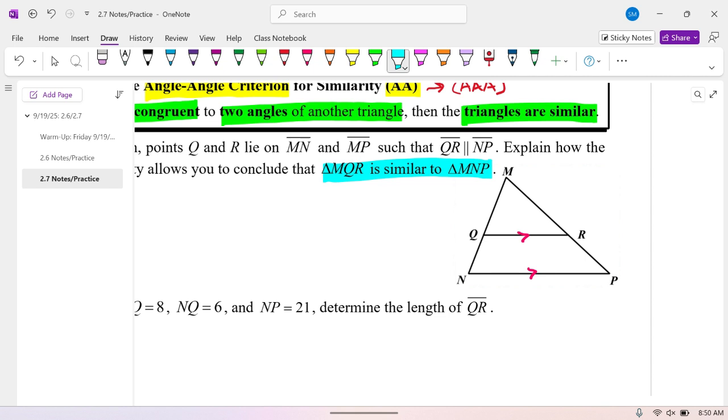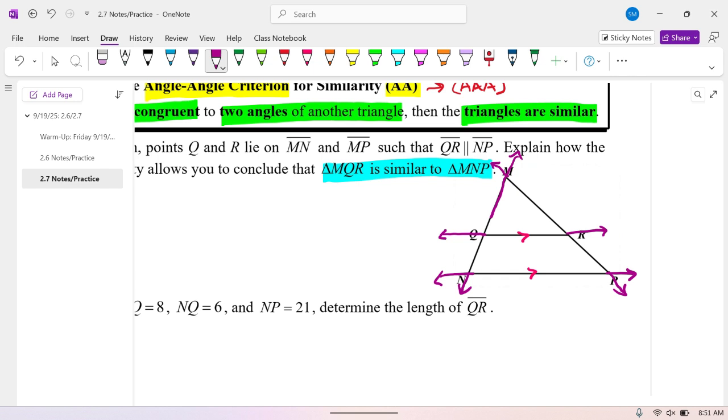All right, so let's say we extended these two parallel lines. So we just extend them. Our transversals would actually be side MN and side MP. So if we actually drew the transversals, they would look like this. Do you guys see it now? All right, so you can use the parallel line transversal theorems to conclude that angles are congruent.